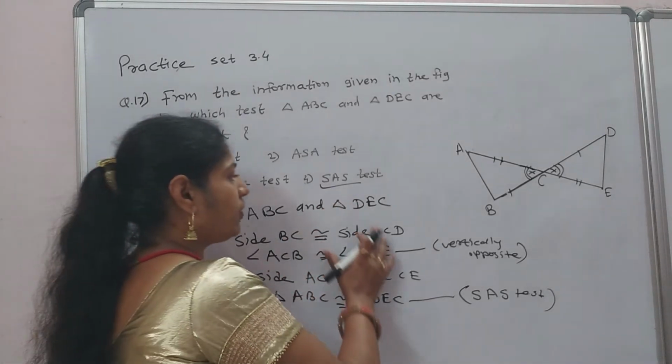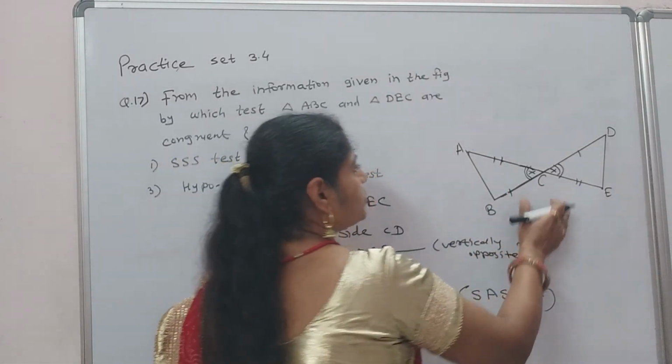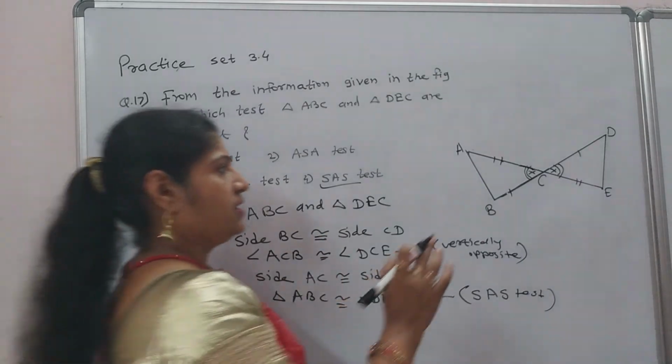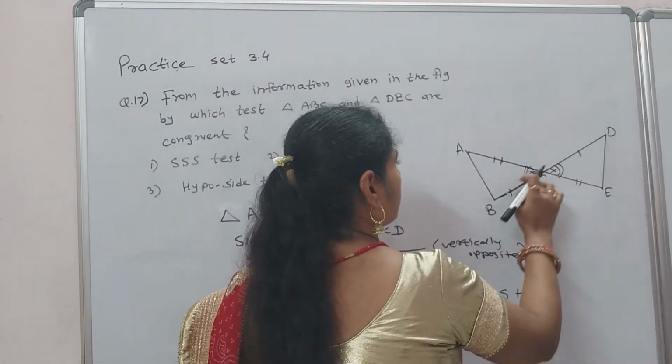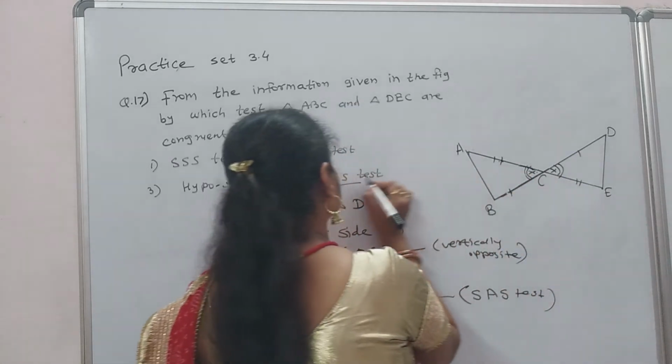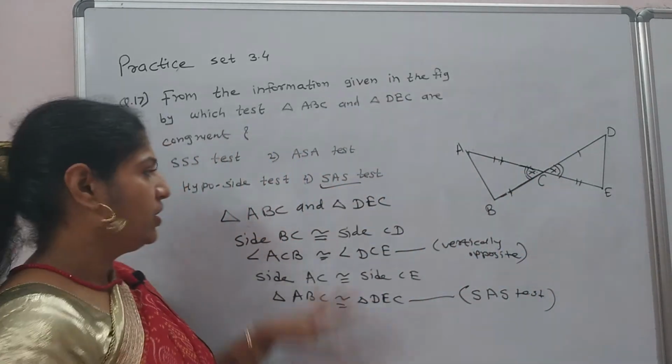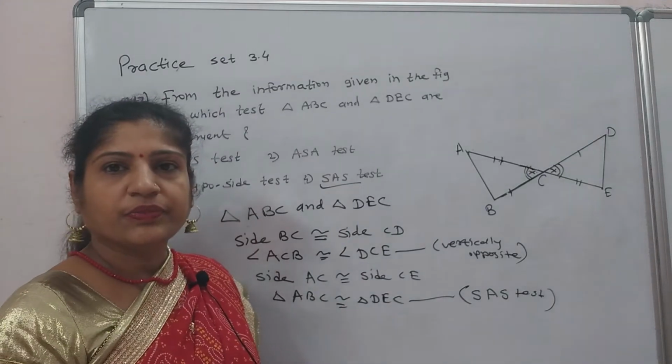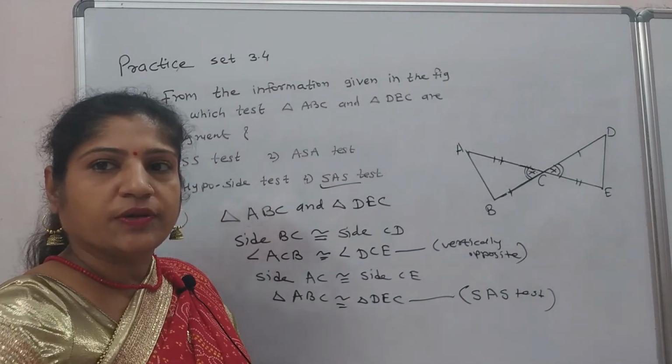No need to write all that. Only observe the figure and write the answer. These two sides are congruent and opposite angles are congruent. Side, angle, side test. So option number 4 is right. Only choose the correct option.